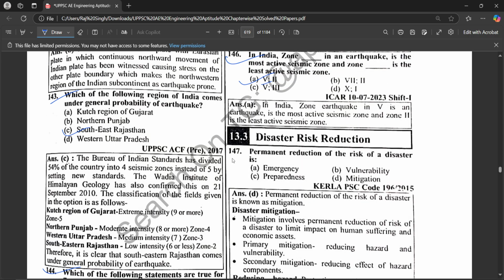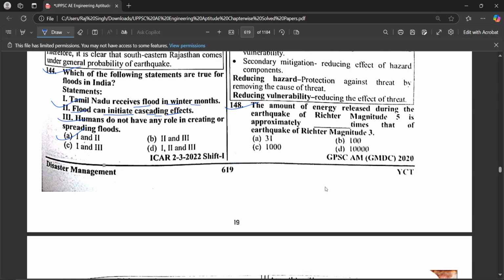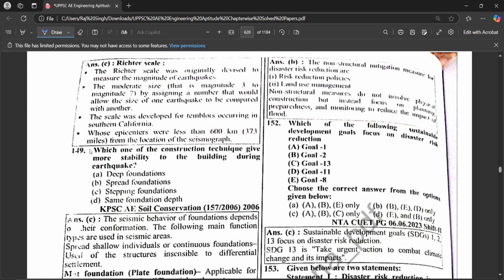The permanent reduction of the risk of disaster is mitigation. The amount of energy released during an earthquake of Richter magnitude 5 is approximately 1000 times that of an earthquake of Richter magnitude 3, which comes close to 1000. Which construction technique gives more stability to a building during an earthquake? Stepping foundation?